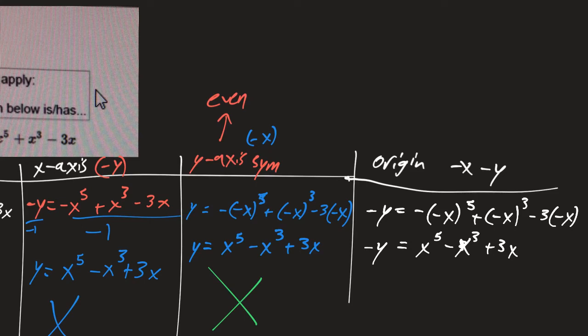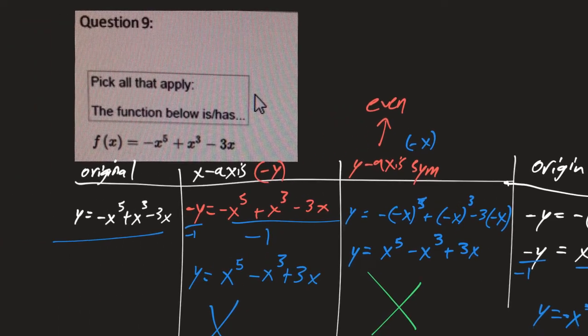Now, when I move this negative over, we're going to get that y by itself, and we're going to get this. y equals negative x to the fifth plus x cubed minus 3x. And this equation, wait a minute, is actually the same as my original. If we scroll it to the side a little bit, we can see that this equation and the one that we came up with here are both the exact same.